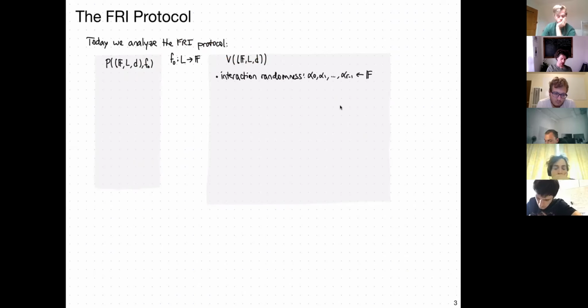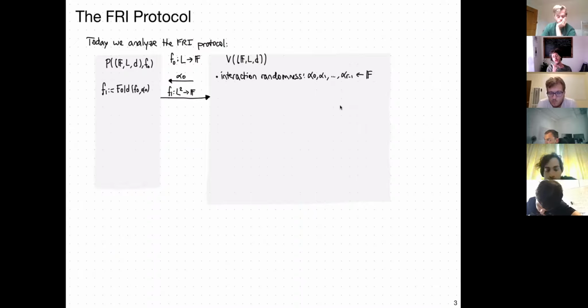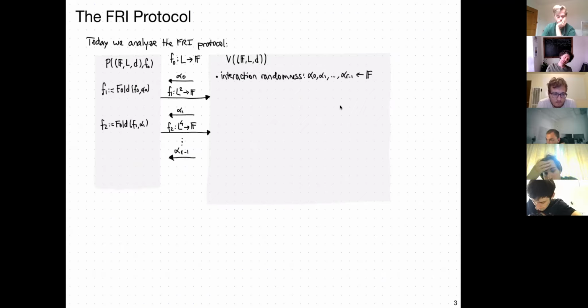And what's going on is the following thing. The verifier chooses some random field elements, and then it sends one field element. The prover in turn takes the two functions, breaks them into odd and even, and then folds them with the coefficient alpha 0, and then sends the folded function. And then the verifier sends another random coin. The prover folds again and sends the folded function again. And this repeats for r rounds until finally the prover is sending the last tiny function.